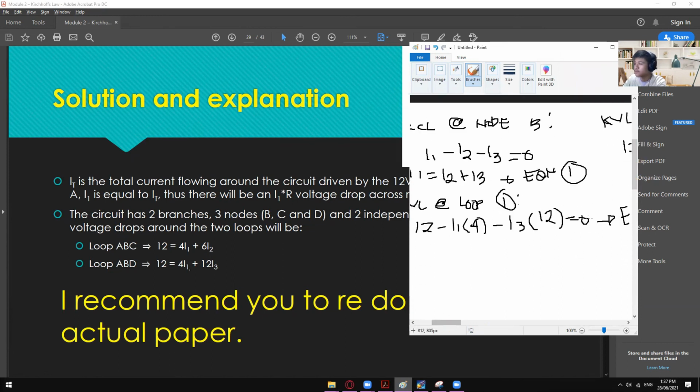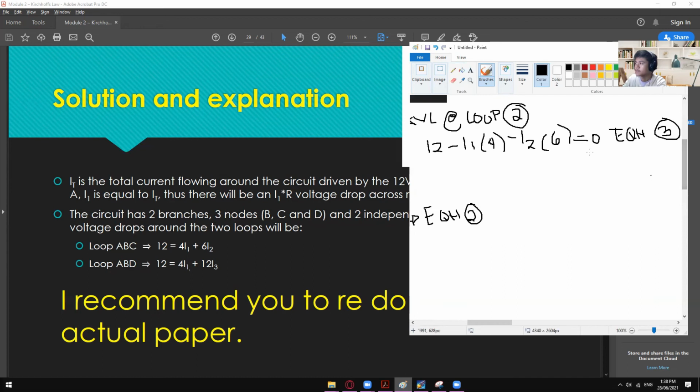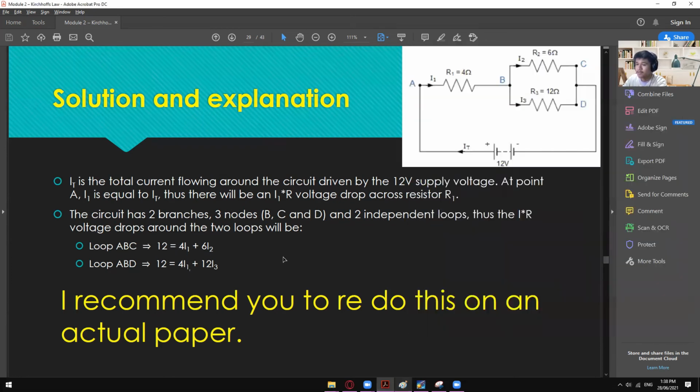So equation number 1, which is this one: 12 minus 4i1 minus 12i3, which is correct. And then for the second equation, the outer part, we have here 12, which is already transposed on the other side. And we have here negative I1, 4, which is correct, and then negative I2, and then 6. This one is just already transposed on the other side, so that's the reason why this one is already positive. But anyway, we have these equations right here.